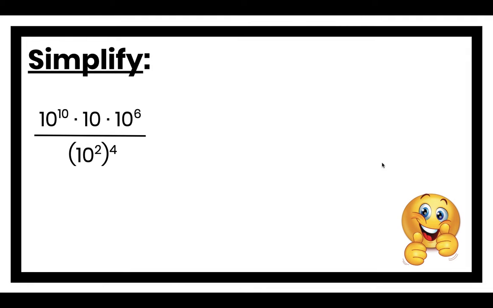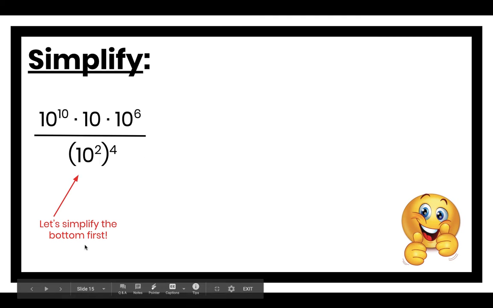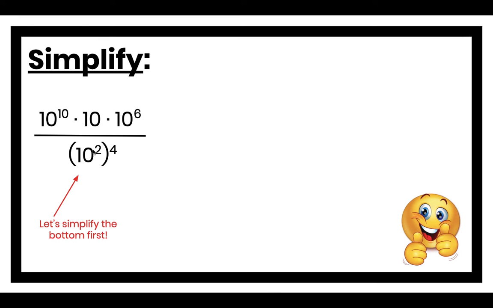Here we go. I'm going to try simplifying the top, then simplifying the bottom, and then combining from there, dividing through the division. So let's start with the bottom first. We have 10 to the 2nd power in parentheses, all raised to the 4th power. So it's powers to powers. To keep our base the same, 2 times 4 is 8, 10 to the 8th. I'm going to keep what I had on the top the same.